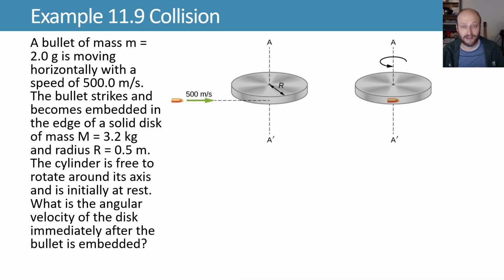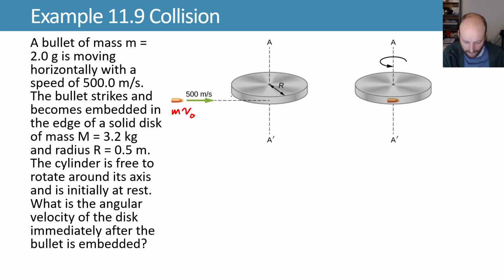We used conservation of linear momentum to consider collisions. Let's see if we can use conservation of angular momentum to also consider a collision. We'll read through this and note that we have a bullet that starts here with some linear momentum mv naught.